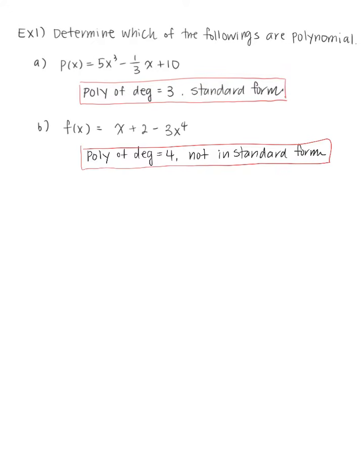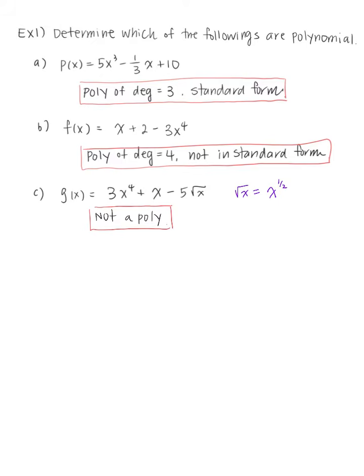Example, part C. G of x equals 3x to the 4th plus x minus 5 square root of x. So, what do you think? I say this is not a polynomial because of the square root of x. Now, remember, the square root of x is the same thing as x to the 1/2 power. In order to be a polynomial, you cannot have a fractional exponent. So with that said, this is not a polynomial.